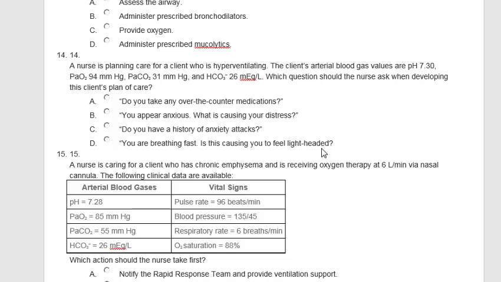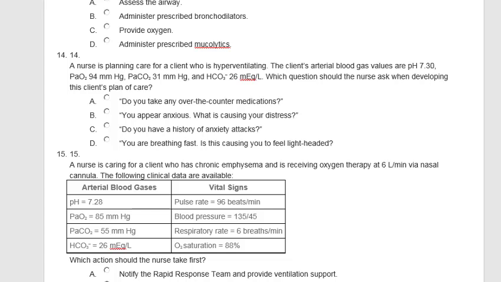And you are breathing fast. Is this causing you to feel lightheaded? Well, if you're treating the patient, yes, but right now we're developing their plan of care, so that's not really what we're worried about. We hopefully have already treated that issue. So it's going to be between B and C. You appear anxious, what's causing your distress? And C, do you have a history of anxiety attacks? Well, when you're planning their plan of care at home, you want to find out if they have a history of anxiety attacks, because this could happen to them at home again. So you're looking more long-term.